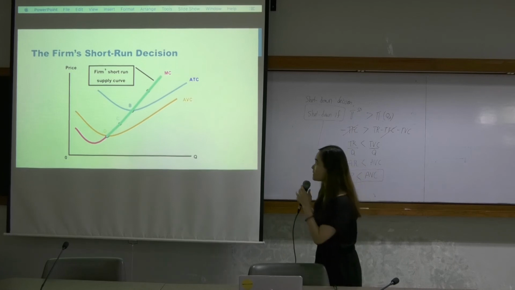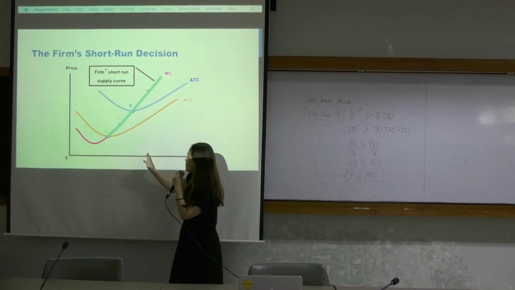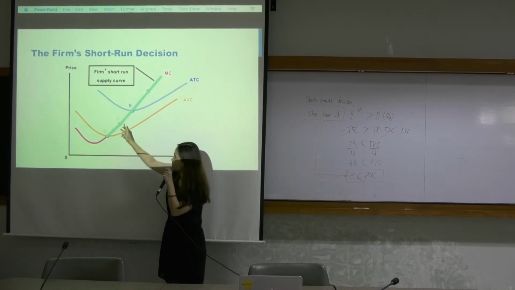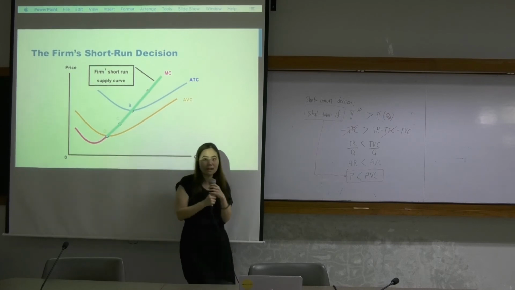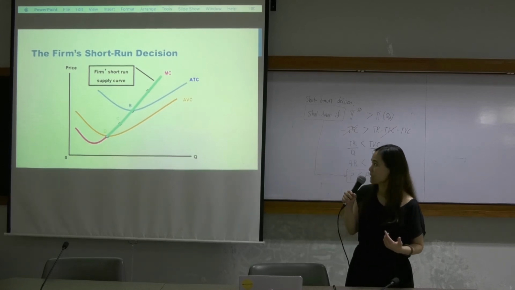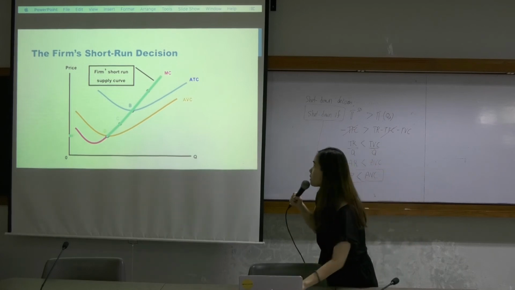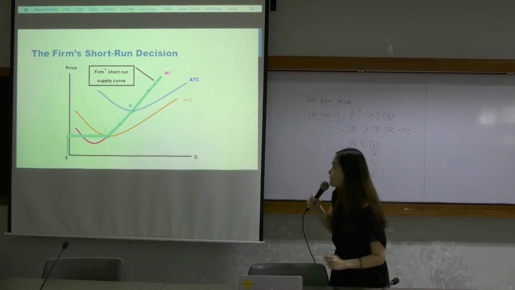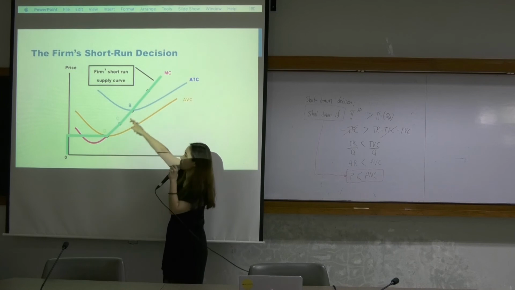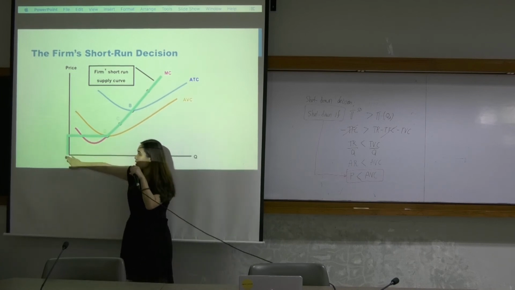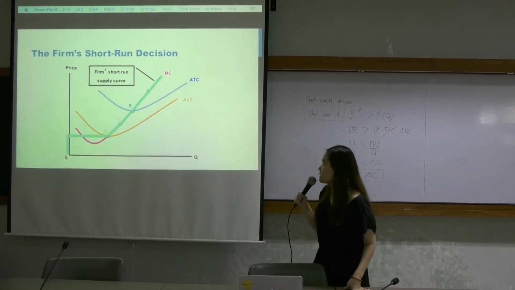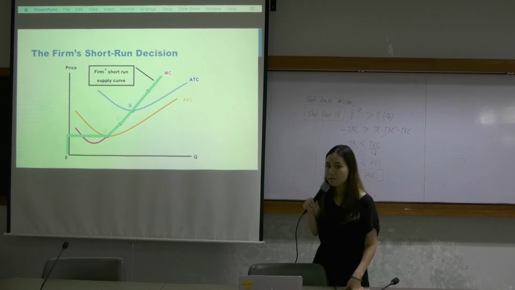Because when the price is high at P1, the firm produces Q1. The price is at P2, the firm produces Q2. At P3, the firm produces Q3. So basically, the fact that the firm is always going to produce where MC equals MR makes the marginal cost curve above the shutdown point the firm supply curve. Under the shutdown point, the firm would just supply 0 units of output, okay? So that is it. That is the firm's short run supply curve.